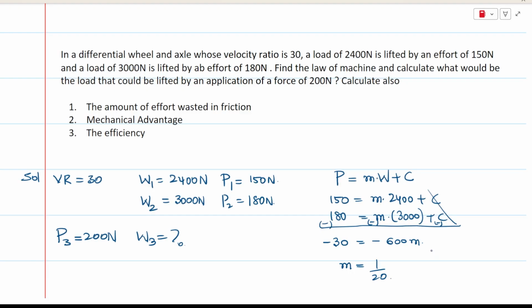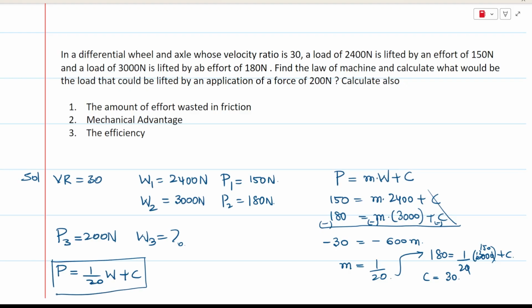After getting the value of M, we need to get the value of C. So 180 is equal to 1 by 20 times 3000 plus C. So this is 150, and C is equal to 180 minus 150, which is 30. Now that we have the value of C, the law of machine is given by P is equal to 1 by 20 times W plus 30. So this would be the law of machine.